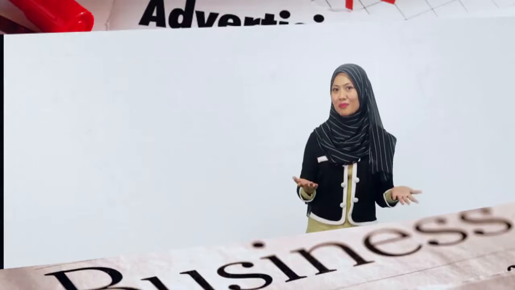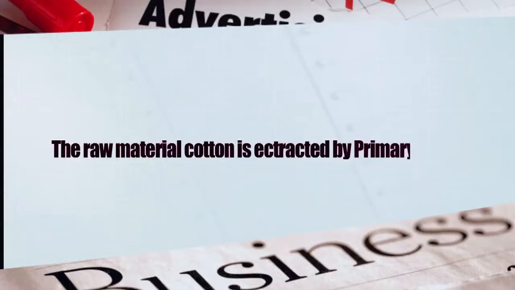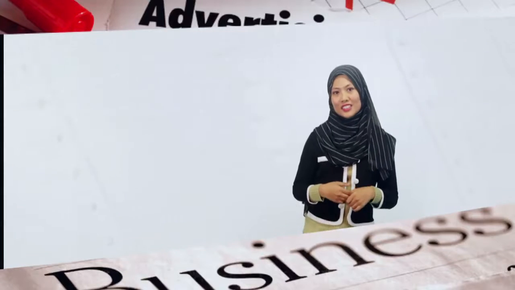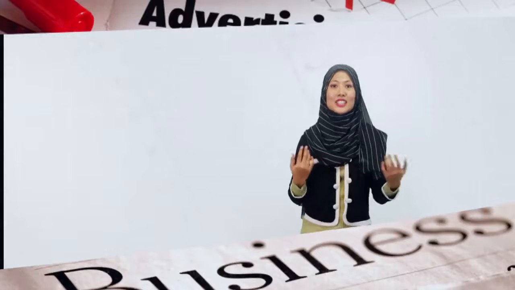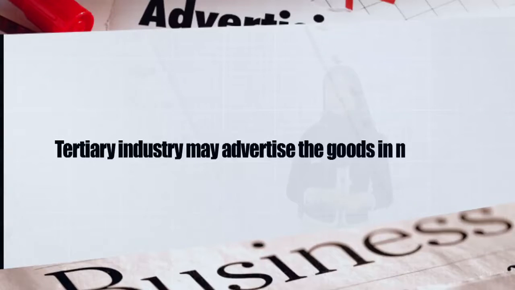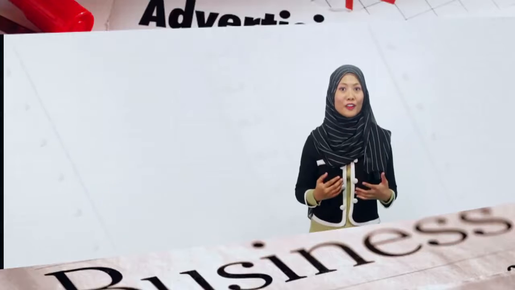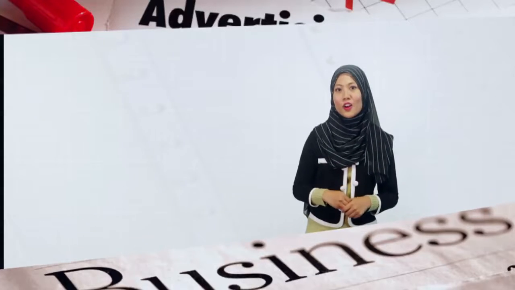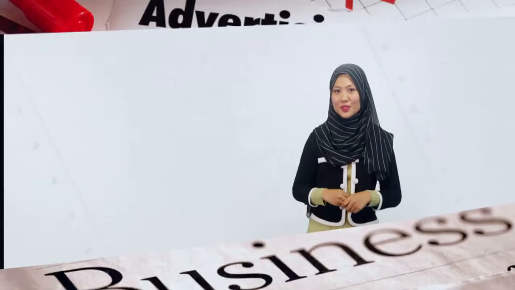I'll give you an example. The raw material cotton is extracted by primary industry. The cotton may then be turned into an item of clothing in the secondary industry. Tertiary industry may advertise the goods in magazines, and the quaternary industry may be involved in the research of the product being advertised, so that the item of clothing meets the standards that it claims to.